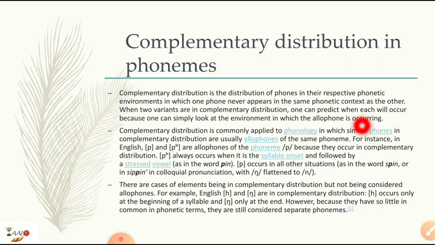In the case of contrast, the phonemes existed in the same phonological environment, right? In the case of pat and bat, they existed in the same phonological environment of a and t.